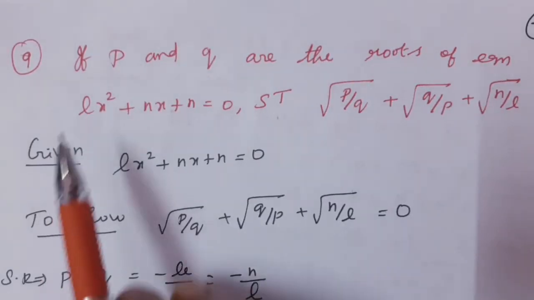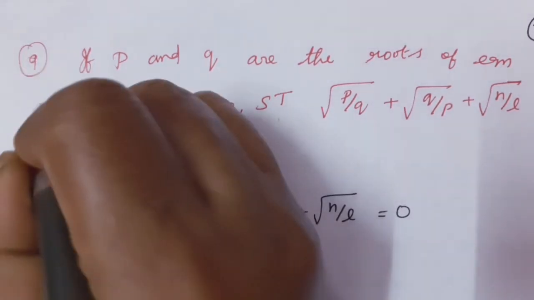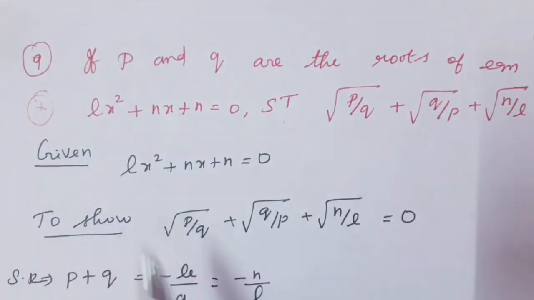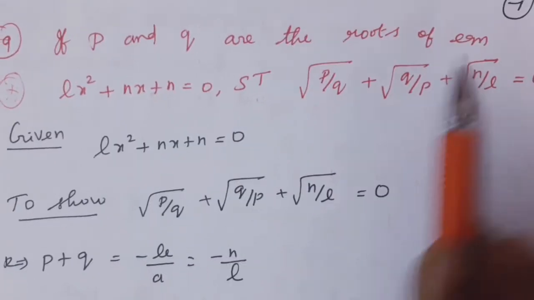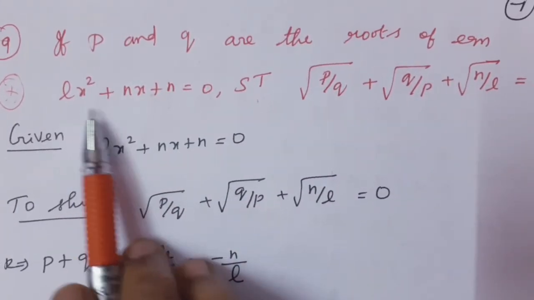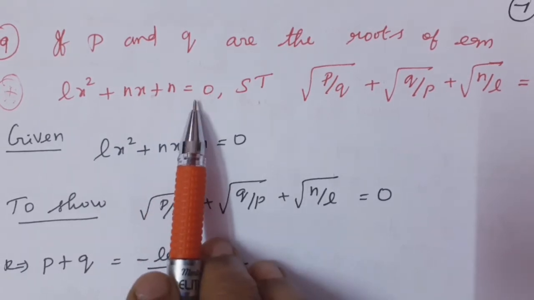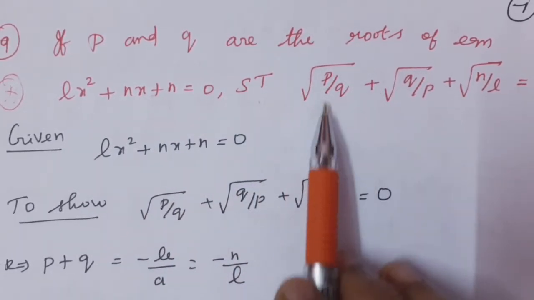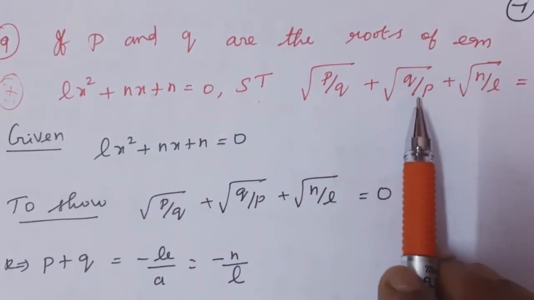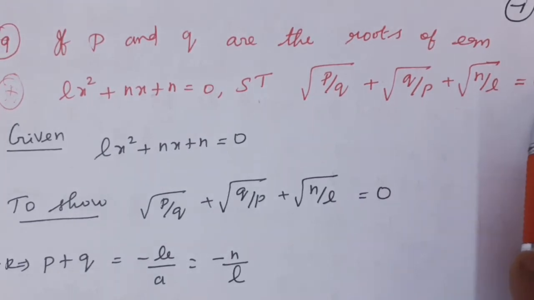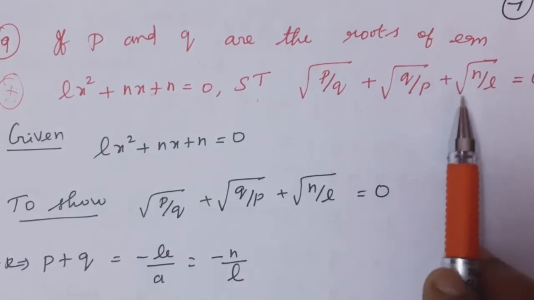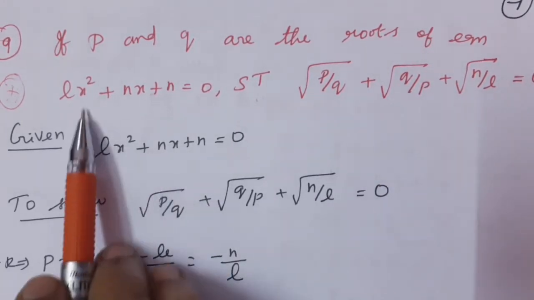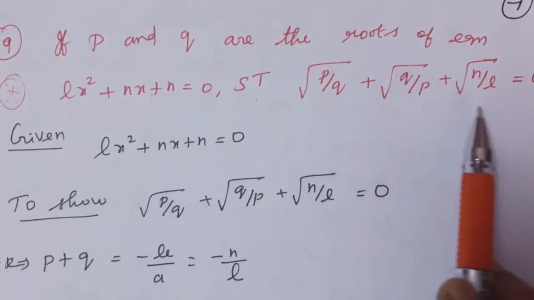See question number 9. This is also an important sum, asked for 2 marks or 3 marks. Prove that if P and Q are the roots of the equation Lx square plus nx plus n equal to 0, show that square root of P by Q plus square root of Q by P plus square root of n by L equal to 0. One quadratic equation is given. We are going to prove the result.